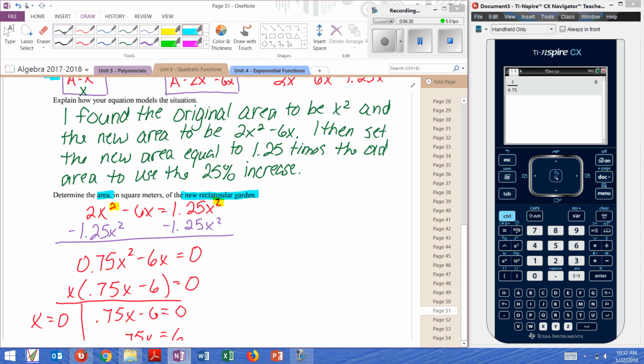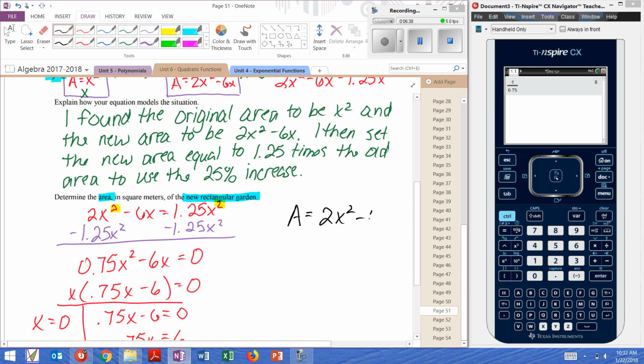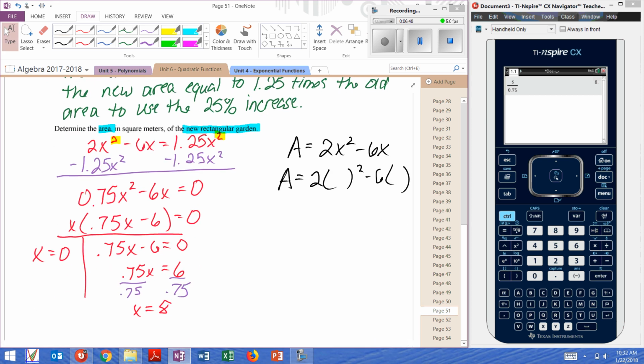So, okay, we got to use our new garden area, which was 2x squared minus 6x. And then we're just going to substitute in what we found for x. And I'm going to use parentheses. We found x to be 8. We also found x to be 0, but we can reject that. I guess we should have talked about that before I started substituting.